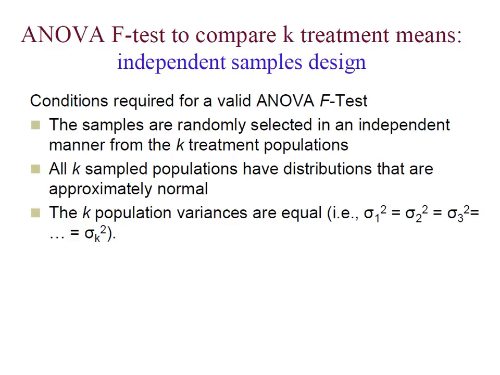Before doing that, these are conditions that you need to be concerned about. Before you can use that test, you have to be sure that the sample you select must be done randomly, in an independent manner. When you sample, let's say I have 100 students and I want to split them into 3 groups, I randomly select them into 3 groups, and then I compute the average, and so on.